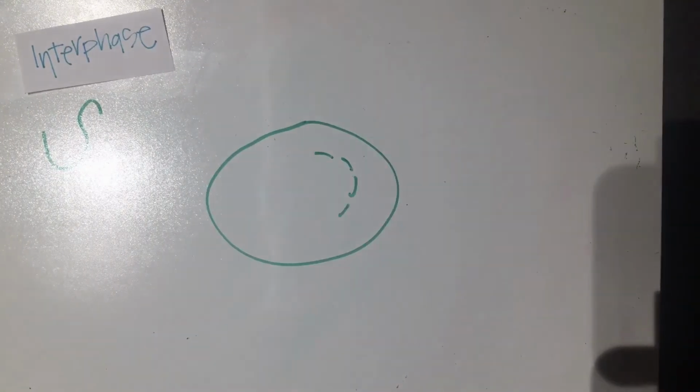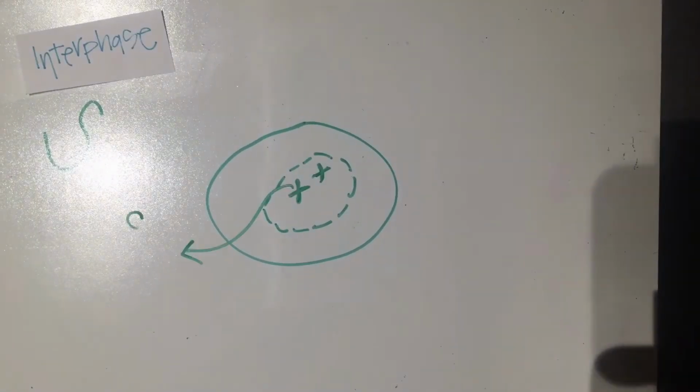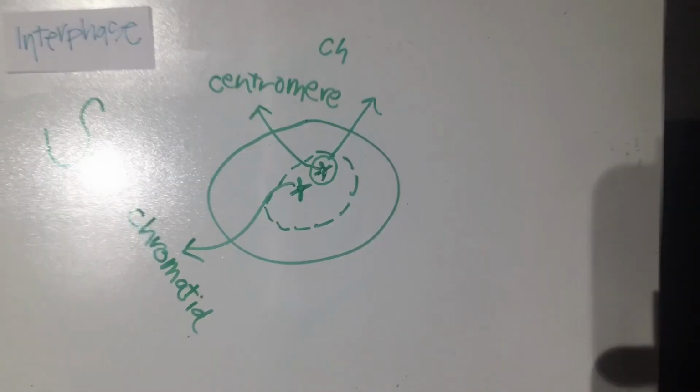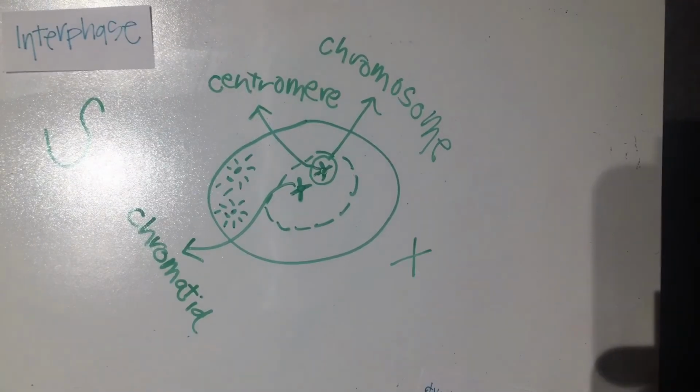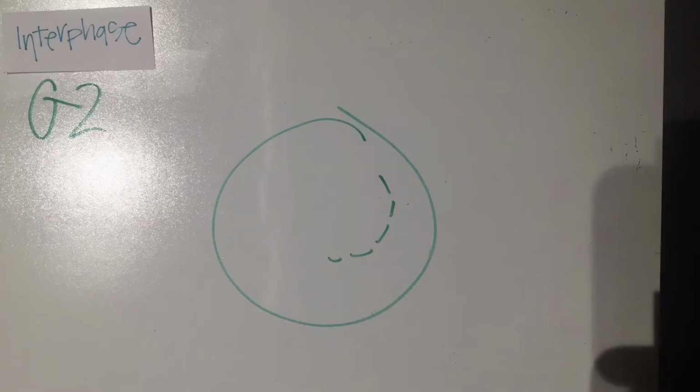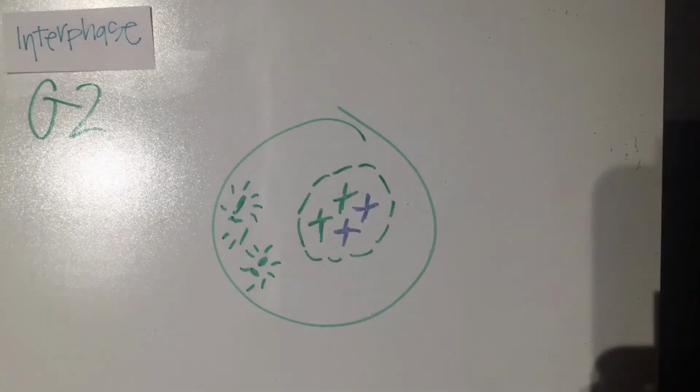So here you have the chromosome, and then you have half of the chromosome, which is a chromatid, and then you have the centromere, which connects the chromatids together. And then S is just the duplication stage. G2 follows S and is just what checks for errors.